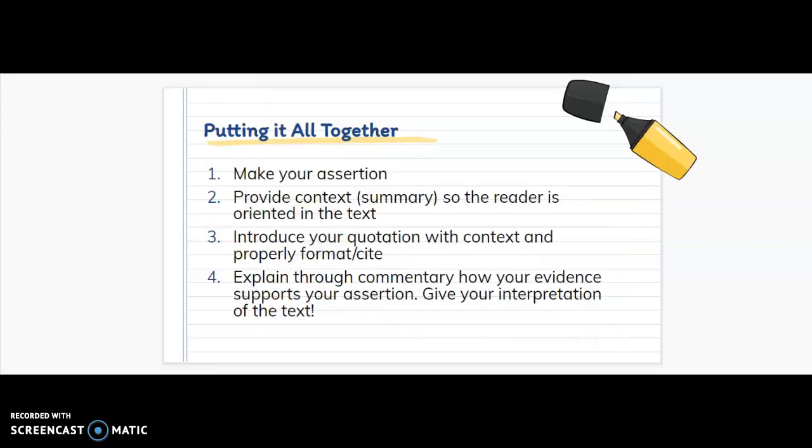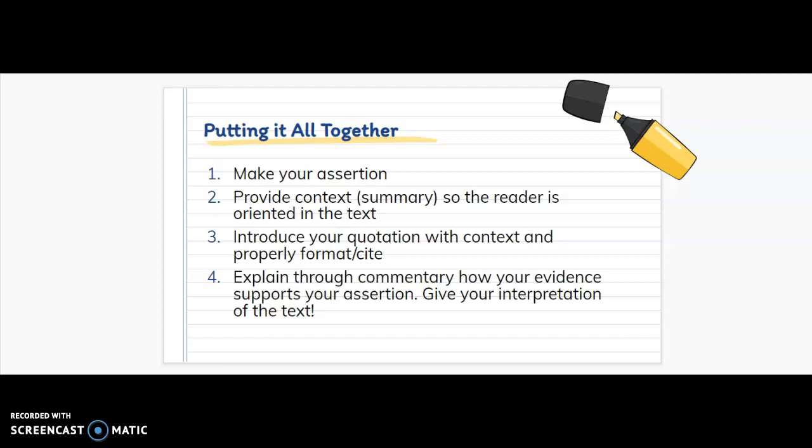So this is where we are today. We're going to put it all together for our rough draft. You want to make your assertion, then provide context, summary, so that the reader is oriented in the text. Introduce your quotation with context and properly format or cite it. Then explain through commentary how your evidence supports your assertion. So you're putting all the steps together in a way that makes sense.